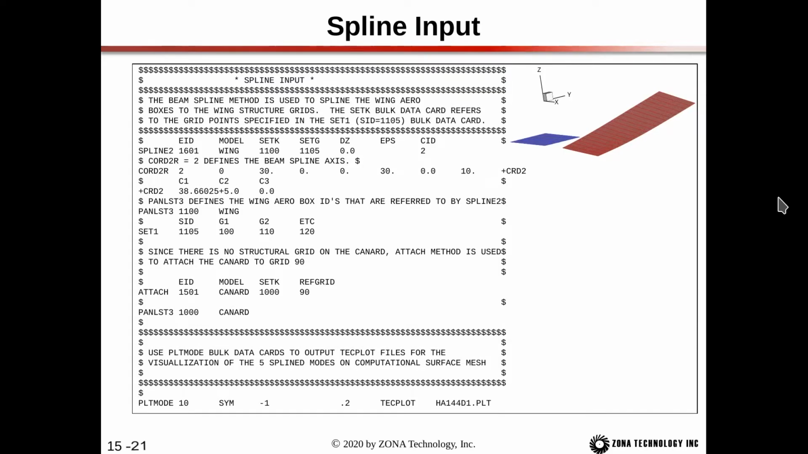Next we have the spline. So we're using the SPLINE2, the beam spline for the wing, and then we're using attach for the canard. So we're attaching the card to a reference grid point. And here's an example plot mode output.